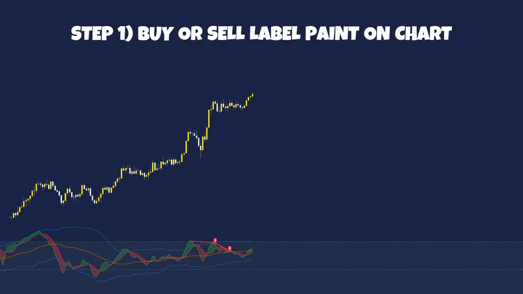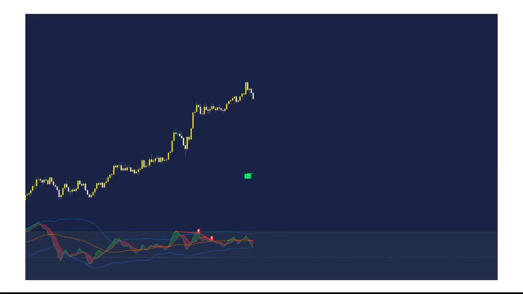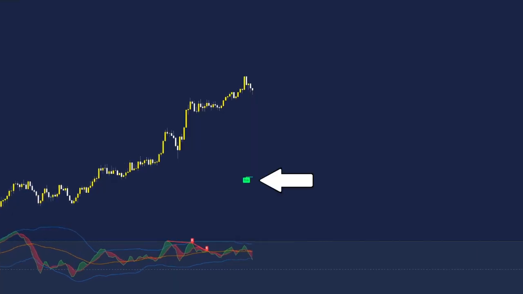Okay, so we have a few rules for taking our trades, but step one is to get the Tri-State to paint either a buy or sell label. And there we can see right there we have our buy label paint for the Tri-State Super Trend.